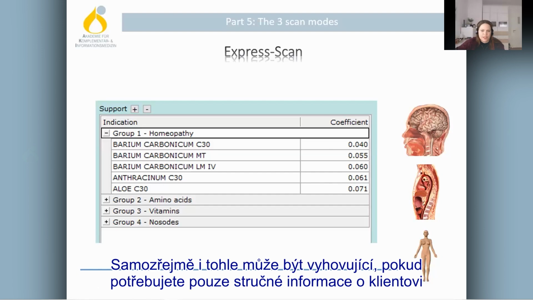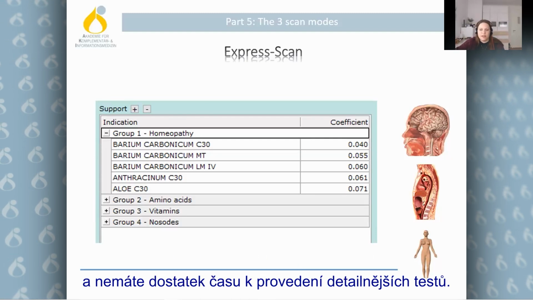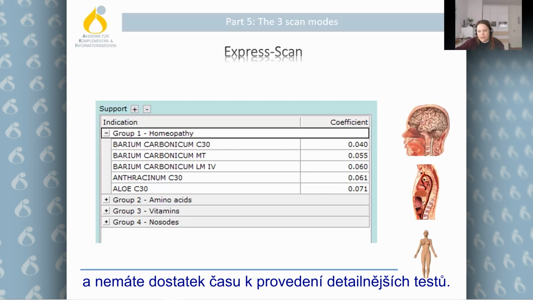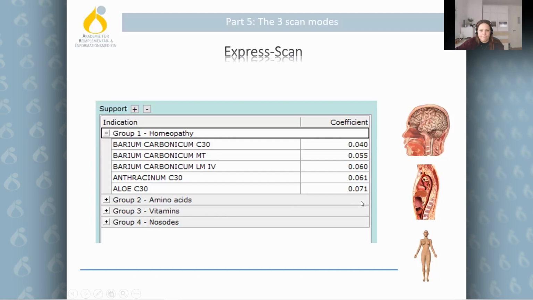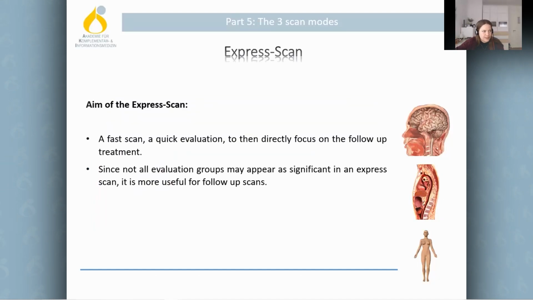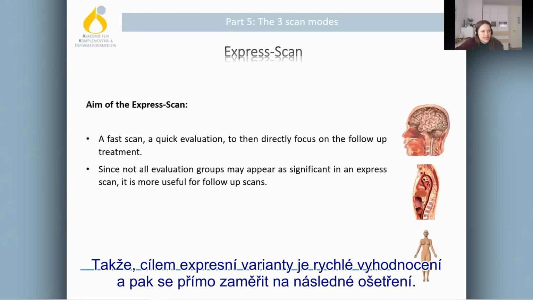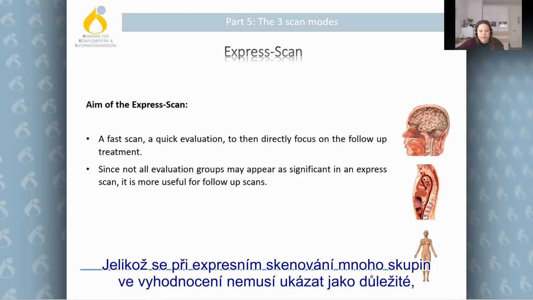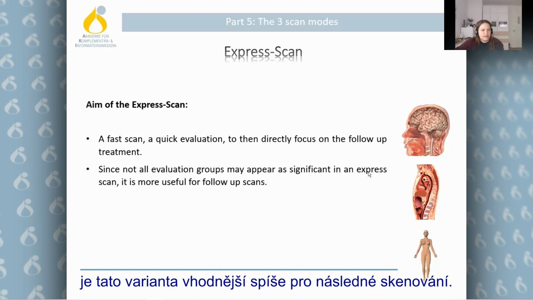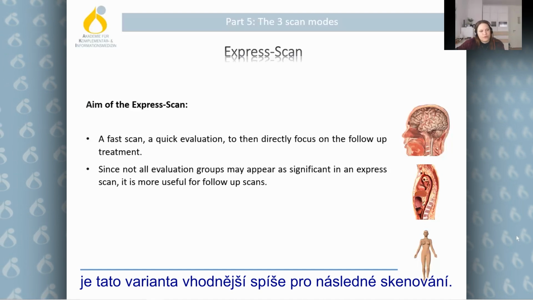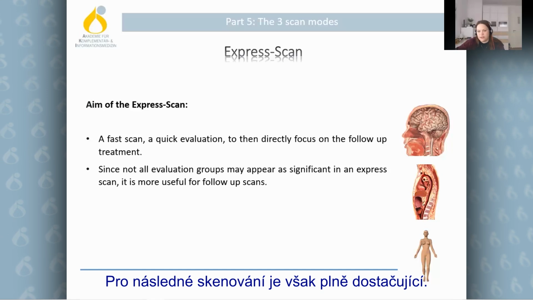This is what we have sometimes, but of course this also is enough when you need short information about your patient on this day. When you don't have much time in the practice, it's totally enough to get information on what's going on. So the aim of the express scan is a fast scan, a quick evaluation to then directly focus on the follow-up treatment. Since not all evaluation groups may appear as significant in the express scan, it is more useful for follow-up scans, and for follow-up scans it's completely enough.